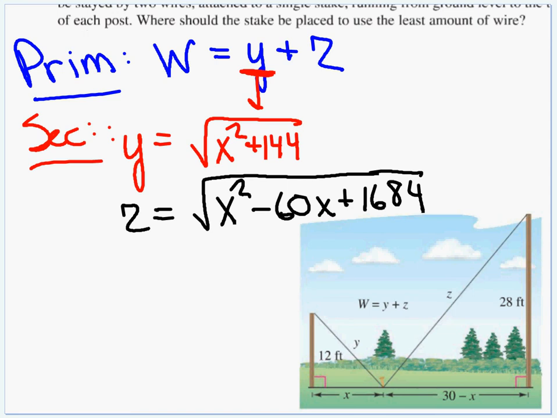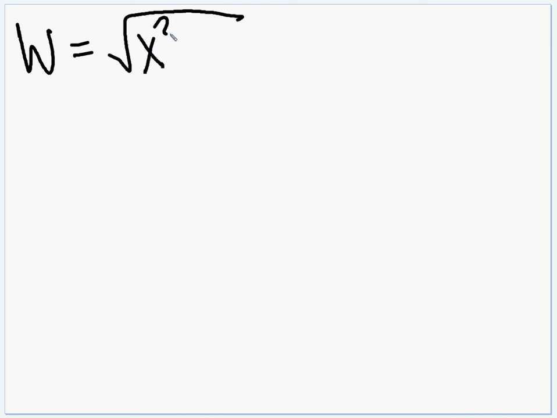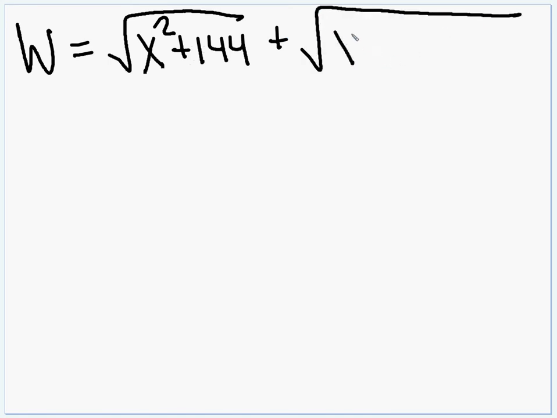So W equals square root x squared plus 144 under the radical, plus square root x squared minus 60x plus 1,684.